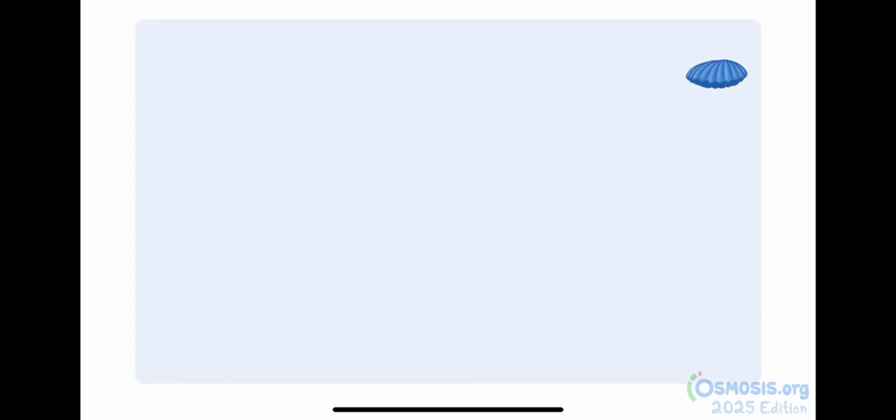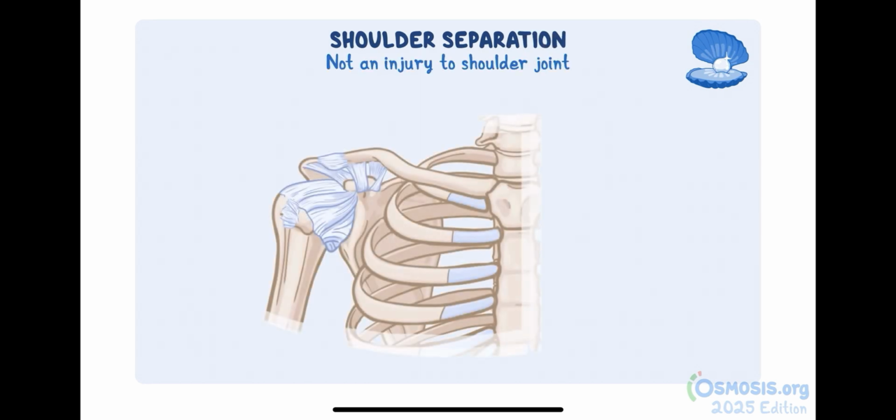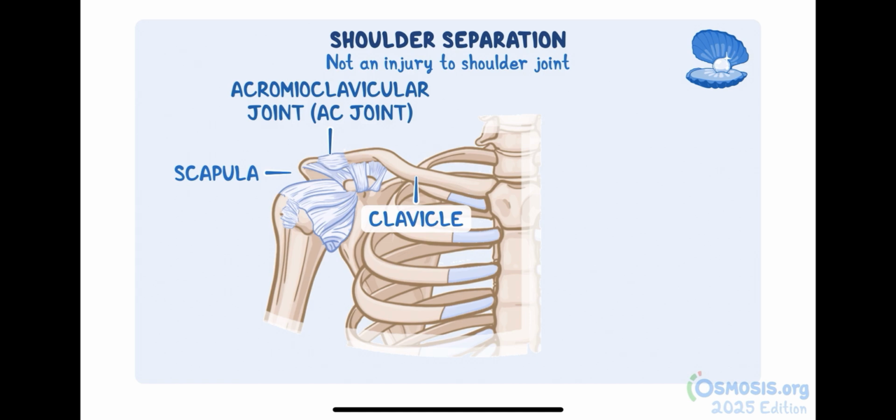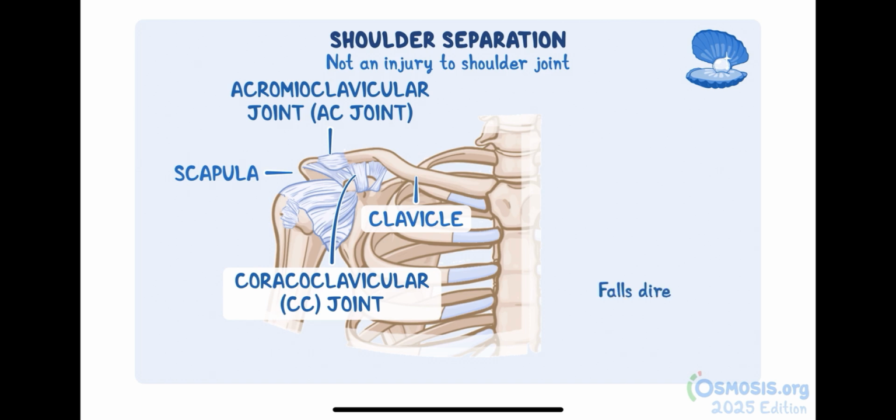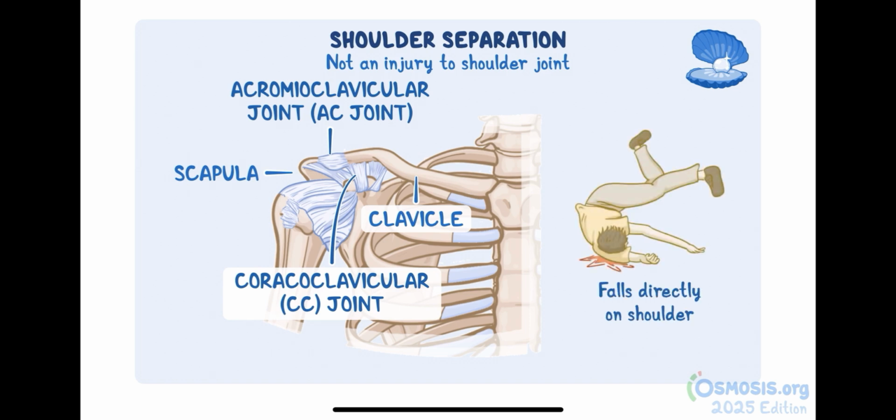Here's a clinical pearl. Shoulder separation is actually not an injury to the shoulder joint itself. Instead, it occurs in the setting of trauma to the ligaments of the acromioclavicular joint, known as the AC joint, which is where the clavicle and the scapula meet. The coracoclavicular, or CC joint, also connects the scapula to the clavicle. This type of injury can occur when a patient falls directly on their shoulder. Injuries range from partial tearing of the AC ligaments with the surrounding bones in place to complete AC and CC tears with bony displacement.